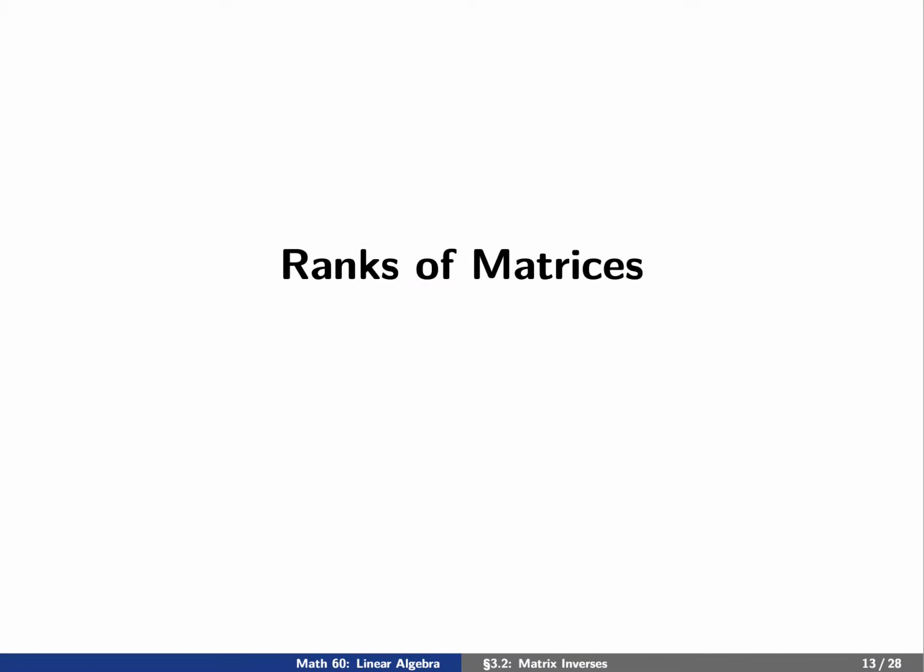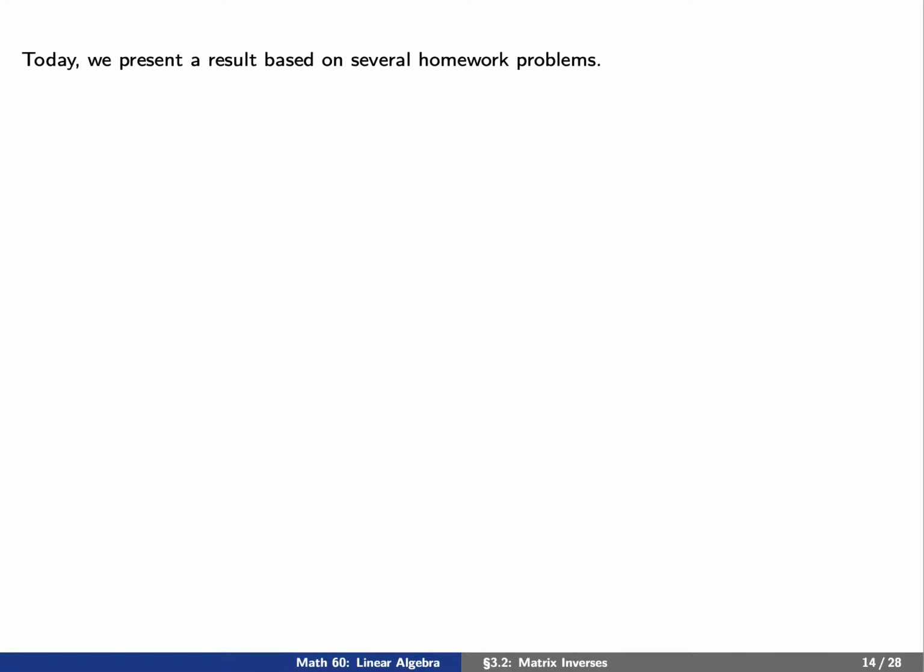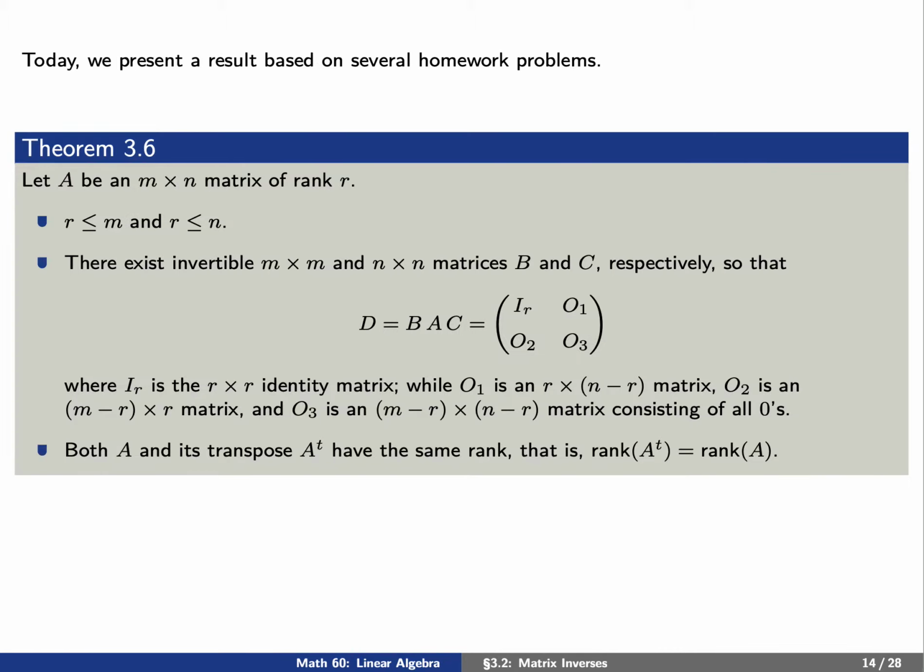We're going to use all of this to discuss some properties of the ranks of matrices. Let's start by presenting a result based on several homework problems. Let's say that A is again an m by n matrix. Remember that m is the number of rows and n is the number of columns. We'll denote R as the rank of this matrix. First, we see that R is never greater than m or n. R is less than or equal to the number of rows, and it is less than or equal to the number of columns.